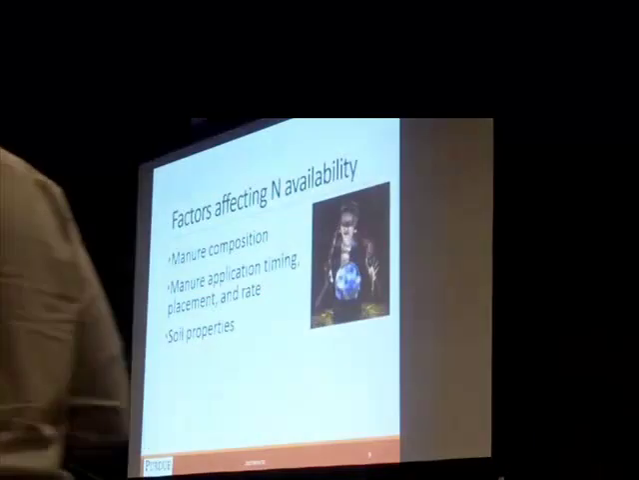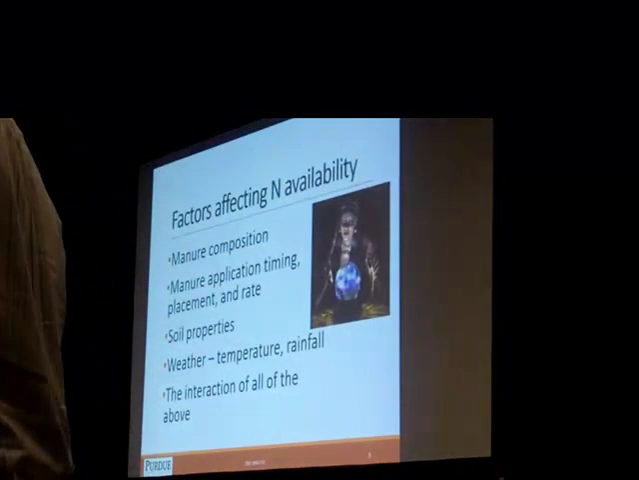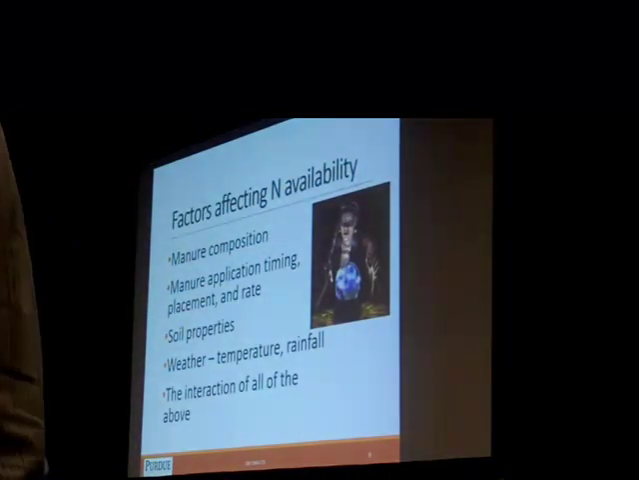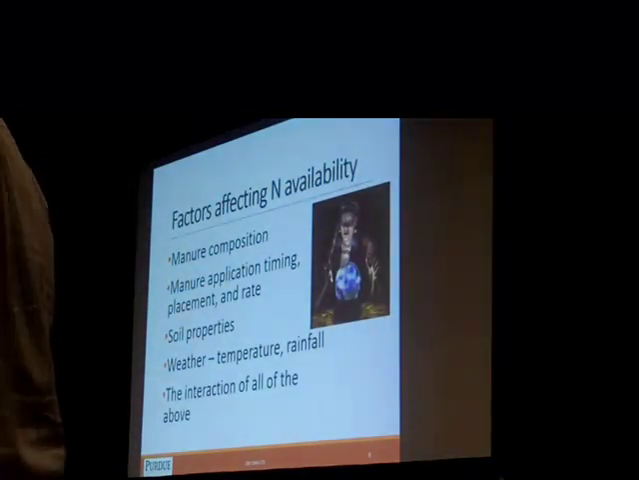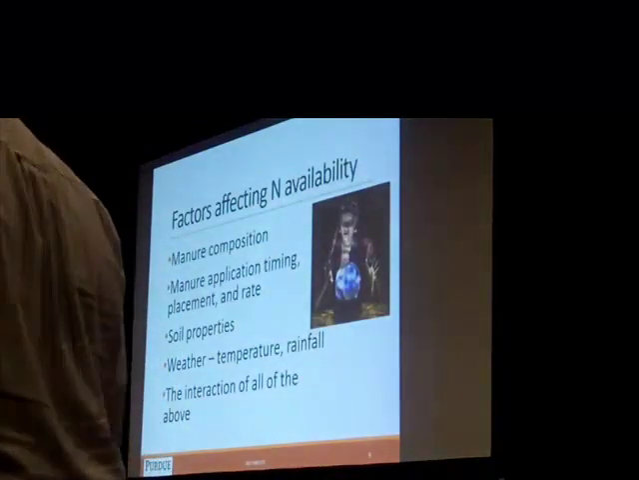So composition affects that availability, as do timing, placement, and rate, soil properties, weather, temperature, and rainfall, and the interaction of all of the above. And recently there's a lot of interest in putting manure and cover crops out together and allowing the cover crops to take up some of that nitrogen, and then trying to predict how much of it and when it is going to become available. All of that is still in the research phase, because it even more complicates the estimates of nitrogen availability.